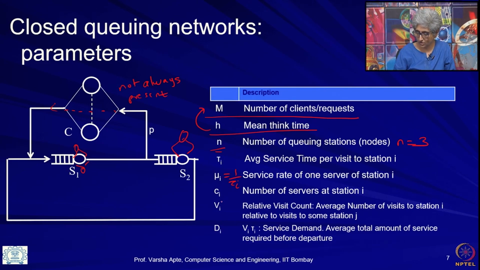Then we have this thing called Vi, which is similar to the visit count for open queuing networks, with a very big difference that in case of closed queuing networks, visit counts are relative, and I will explain this a little bit more later. But what Vi denotes in case of closed queuing networks is the average number of visits to a station I relative to visits to some station j. Okay. I will explain this in the next few slides. But once we have an average relative visit count, then we can define service demand the same way that it was defined for open queuing networks.